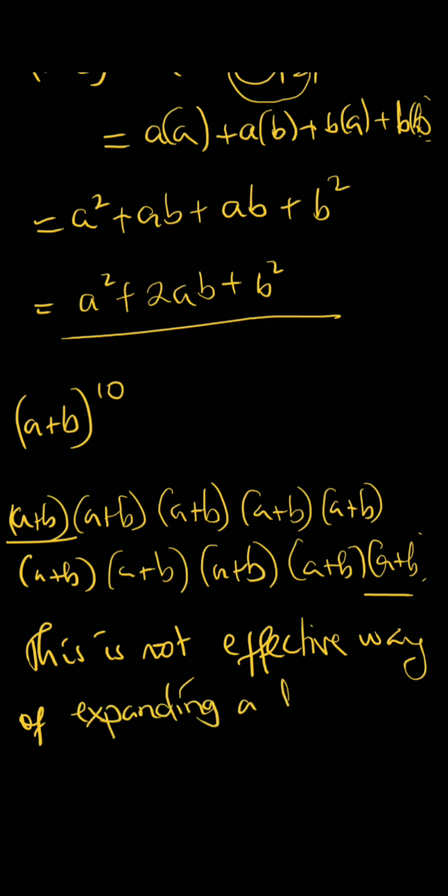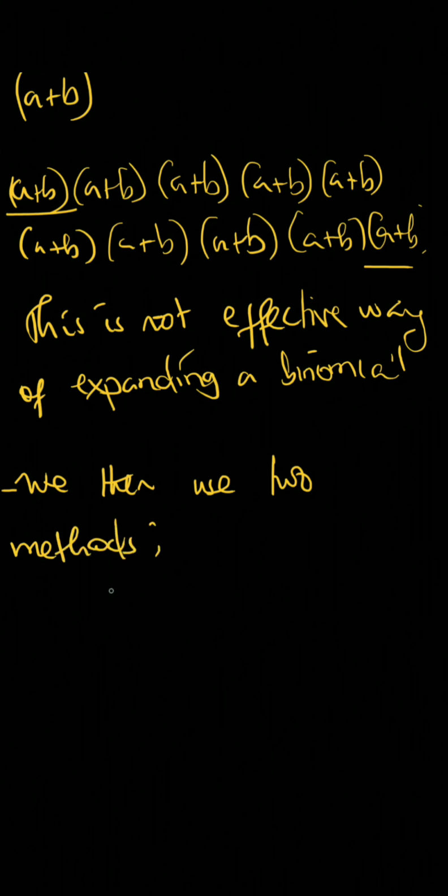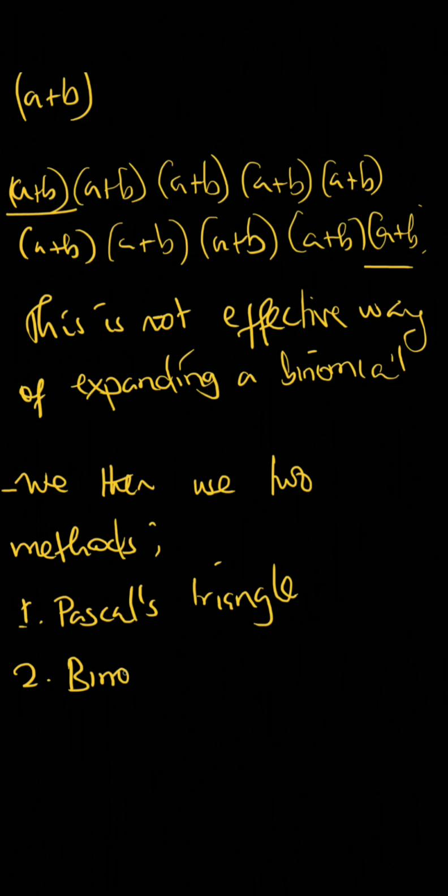So since this is not effective, we're going to employ other methods that can be used to expand a binomial which has a higher power. In that case, we shall use two methods. Under binomial expansion, we consider two methods that are very effective when it comes to expanding a binomial. These two methods are: first, we're going to look at Pascal's triangle. This is the first method that we use. Then second, we're going to use the binomial theorem. So these are the two methods that we're going to use when expanding binomials.